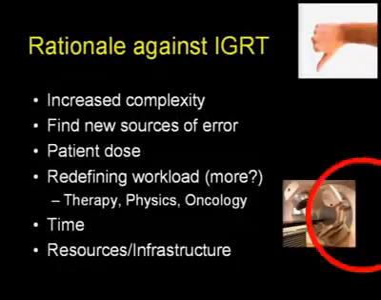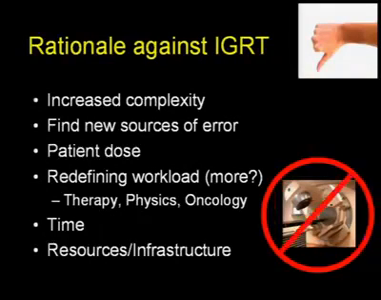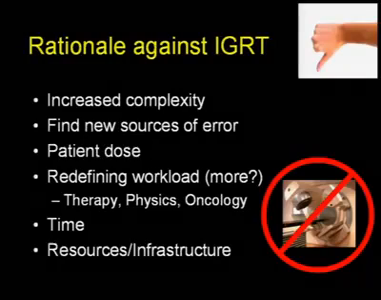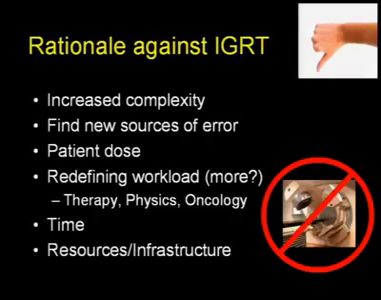There are some arguments against using IGRT, and I will list them here. First of all, IGRT increases the complexity of radiation therapy. IGRT also reveals new sources of errors that we need to think about, address and correct, which is new for everyone. People are also concerned about the extra dose to the patient from some of these systems, and that it may add workload on people that are already strained in terms of time and resources.